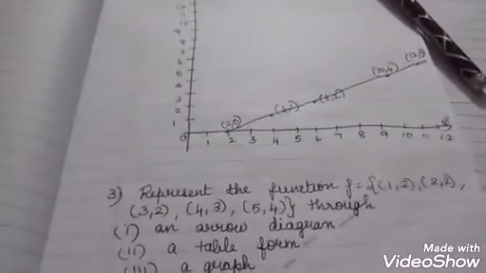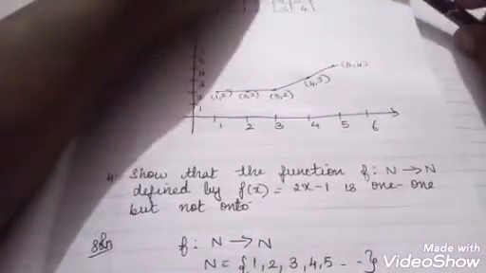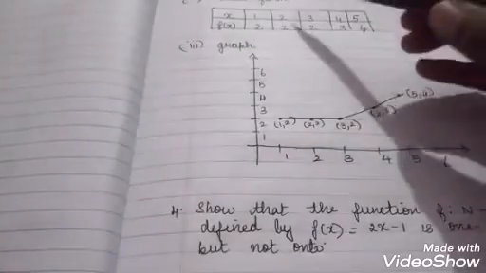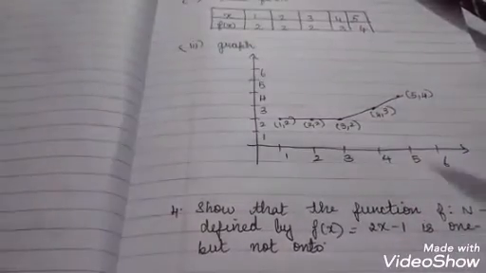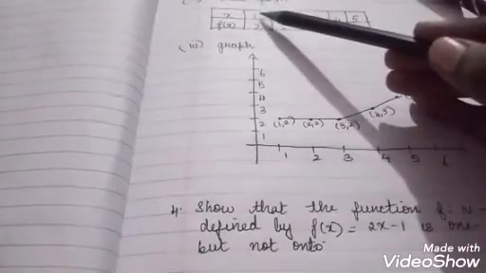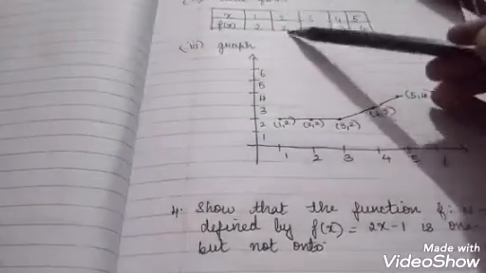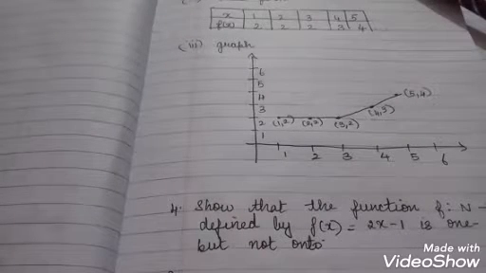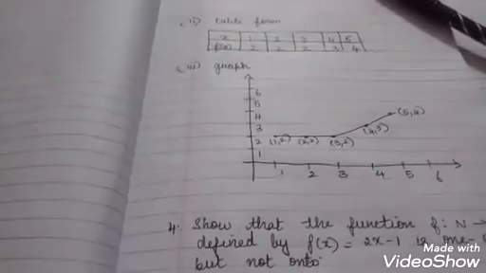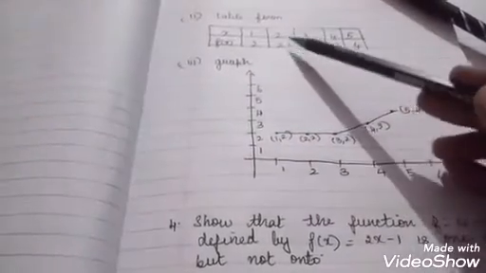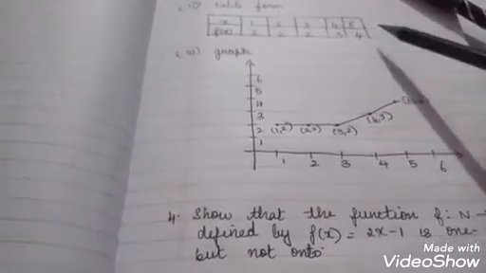Now what's the next representation? The next representation is the table form. First write x and f of x. You know the domain, it's 1, 2, 3, 4 and 5. So you know the ordered pairs: 1 is mapped on to 2, 2 is mapped on to 2, 3 is mapped on to 2, 4 is mapped on to 3 and 5 is mapped on to 4. So this is the table form: x 1 to 2, 2 to 2, 3 to 2, 4 to 3 and 5 to 4.